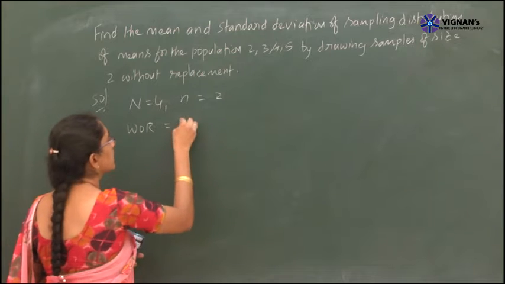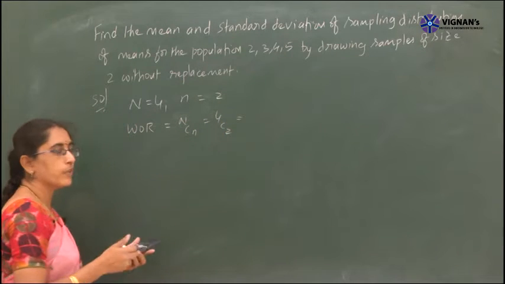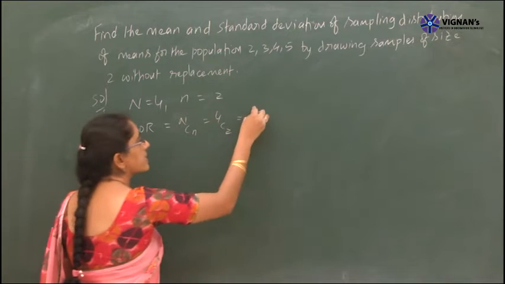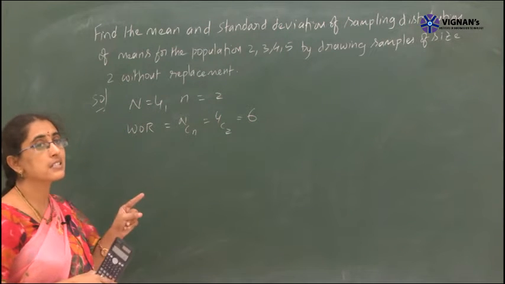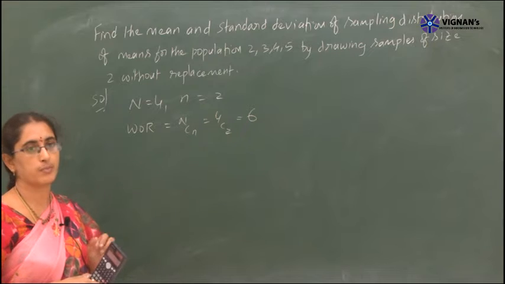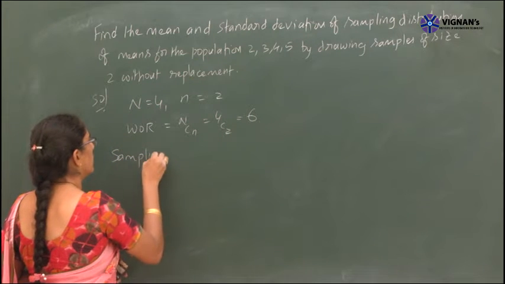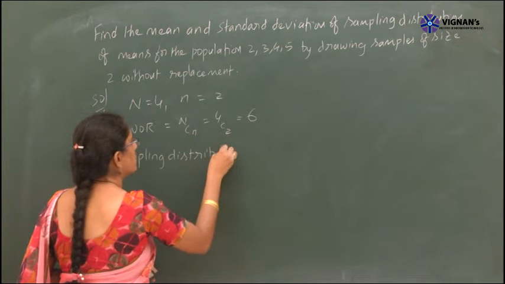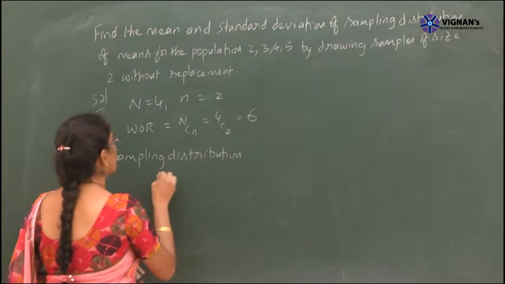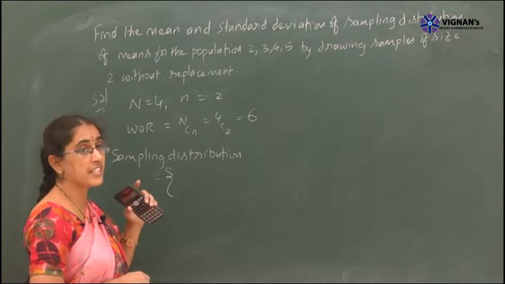Right, the formula is here NCn, that means 4C2. So 4C2 is here 6. Right, so 4C2 is 6 means we should get the 6 samples of size 2 without replacement. So see the sampling distribution here. So 4C2 means here 6 samples, so of size 2.